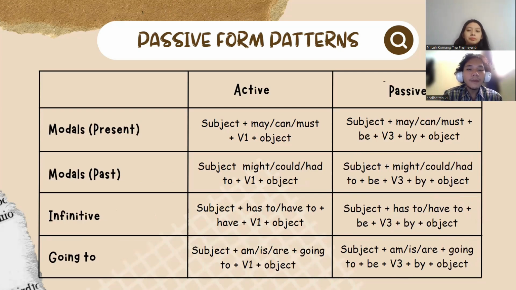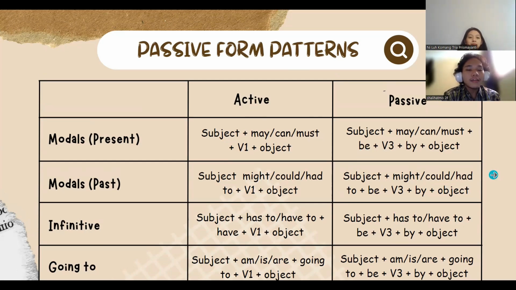Passive form patterns, modals, present. Active is subject plus may or can or must plus verb 1 plus object. And a passive is subject plus may or can or must plus be plus verb 3 plus by plus object.